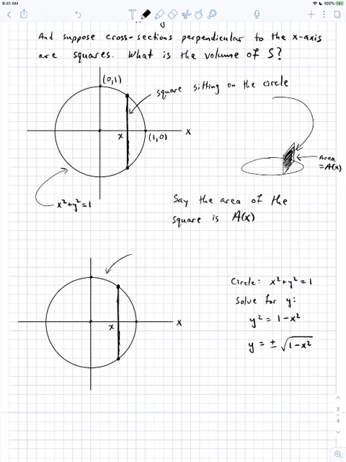The top half of the circle is y equals the positive square root of 1 minus x squared. And the bottom half of the circle is the negative sign, minus the square root of 1 minus x squared. So what that tells us, if x is right here, then the x-coordinate of this point right here is x, and the y-coordinate is the square root of 1 minus x squared. Similarly, down here, the x-coordinate is x, and the y-coordinate is minus the square root of 1 minus x squared.